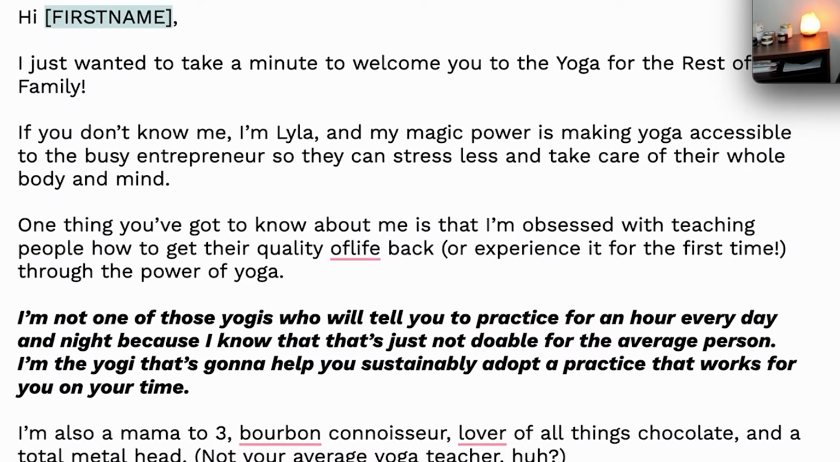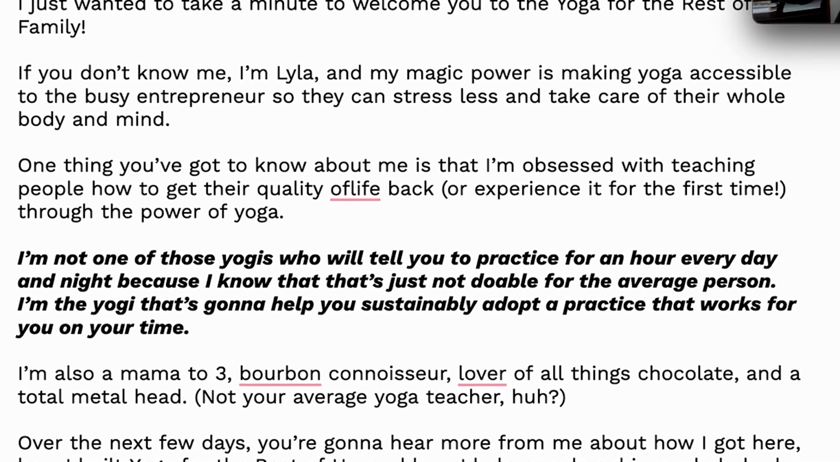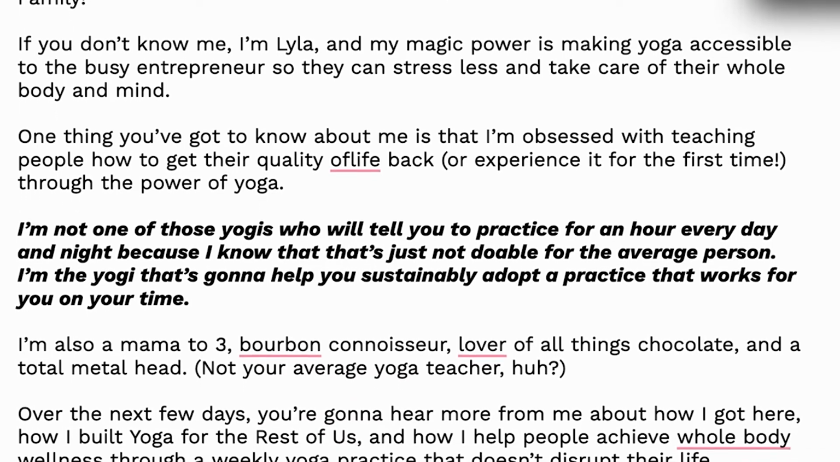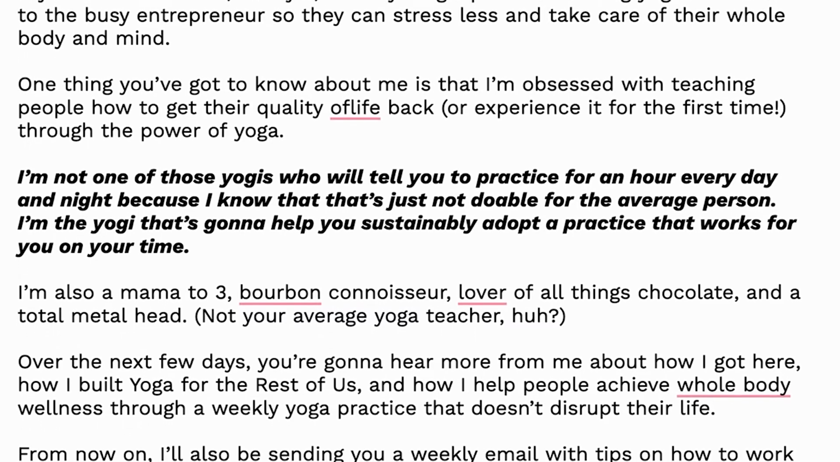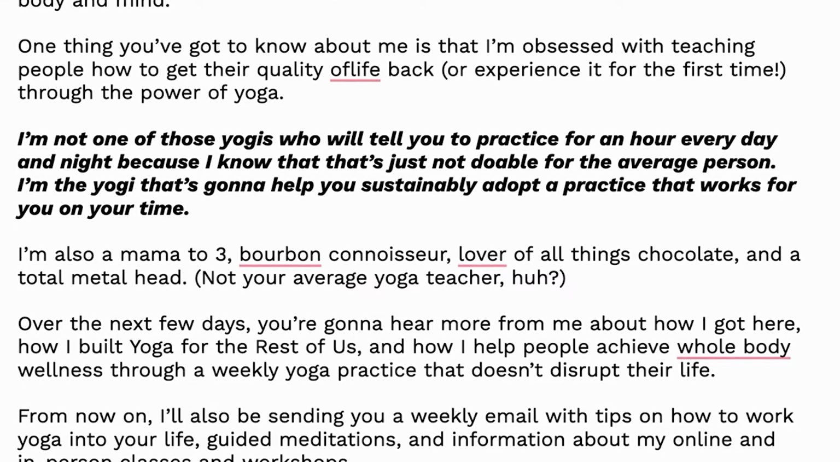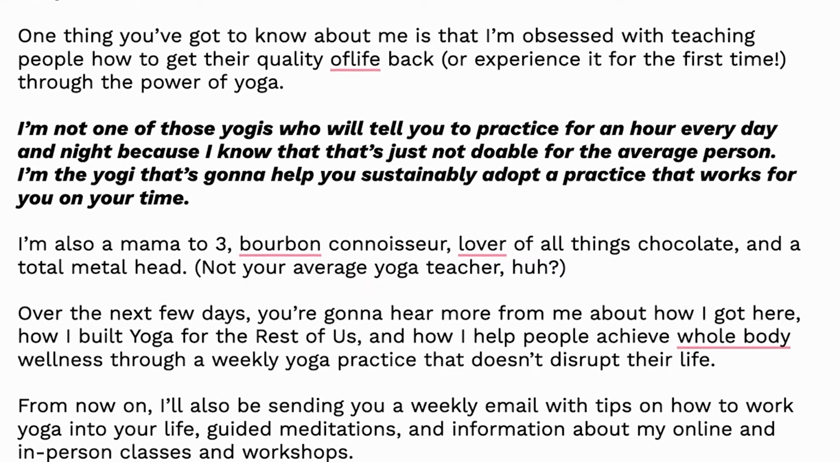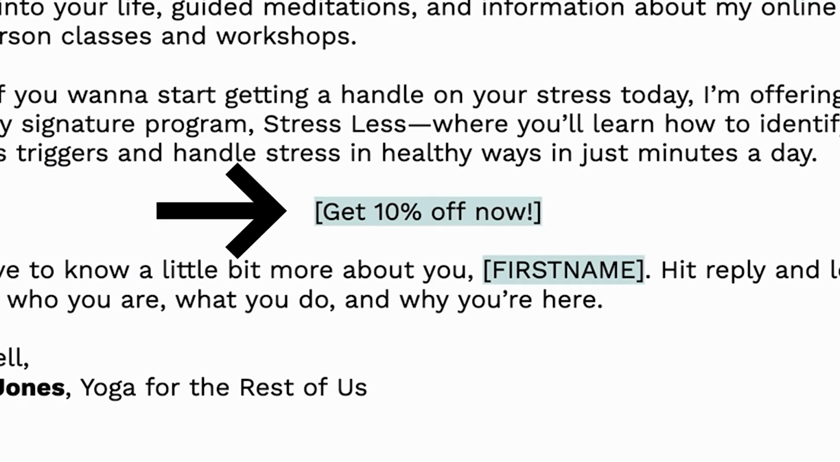So here's Layla's example. She talks about who she is, what she does, how she helps people. You'll also see this bolded, italicized section talks about how she's different from other people who do what she does, which is always a great way to kind of distinguish yourself and give your audience something to connect to. You'll notice also at the end of the example email, she offers 10% off her product.